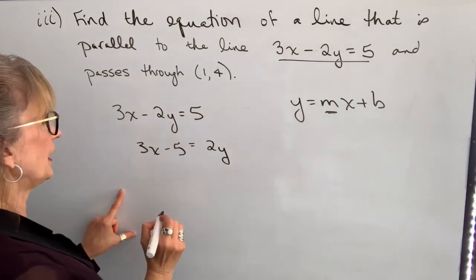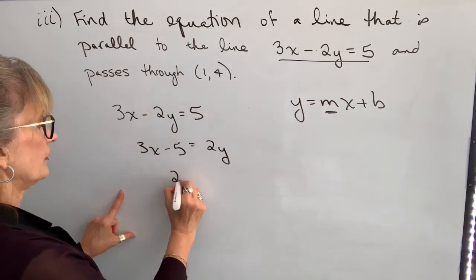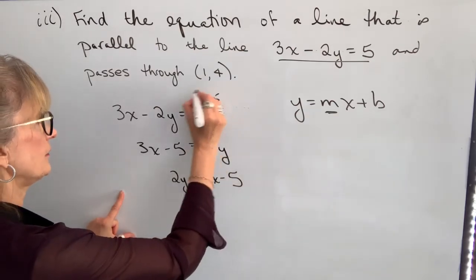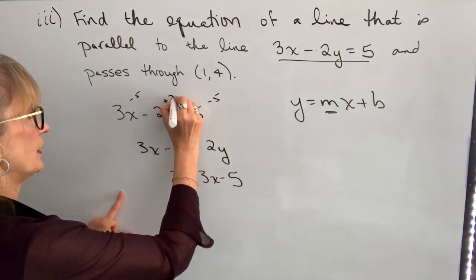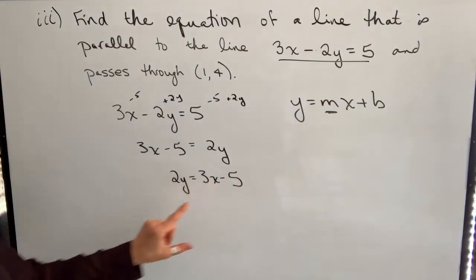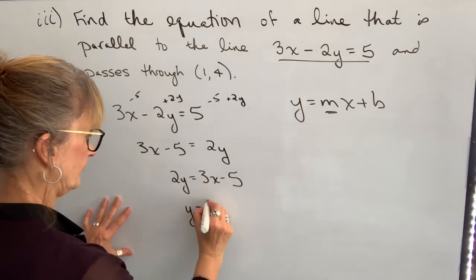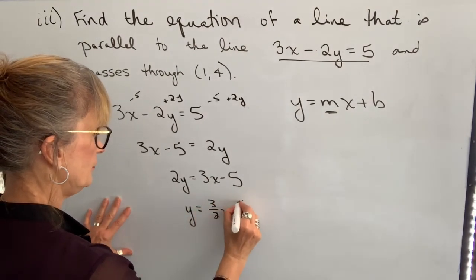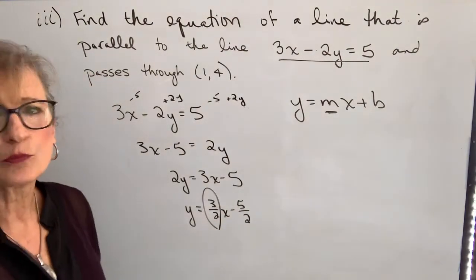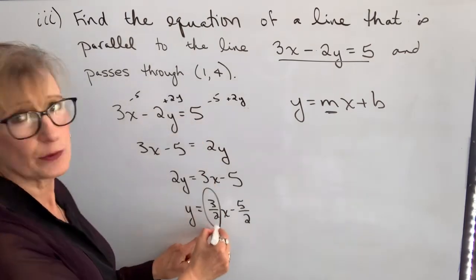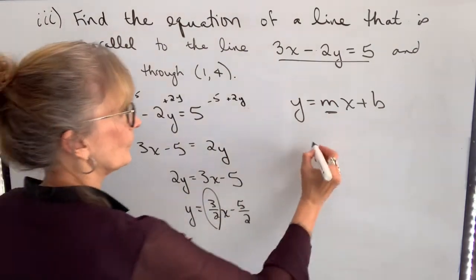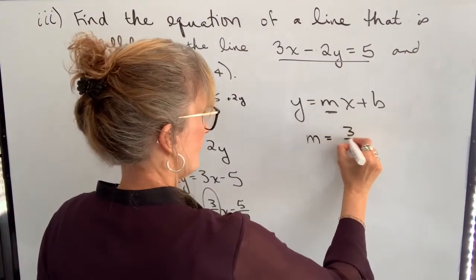Okay, hopefully you followed that. I can rewrite it in this order. So just be careful, I subtracted a 5 from both sides and I added a 2y to both sides. Now I'm going to divide by 2, and I divide every single term by 2. The only thing I'm interested in is the slope. The slope of this line is 3/2. Therefore, the slope of the line I want to find is 3/2.